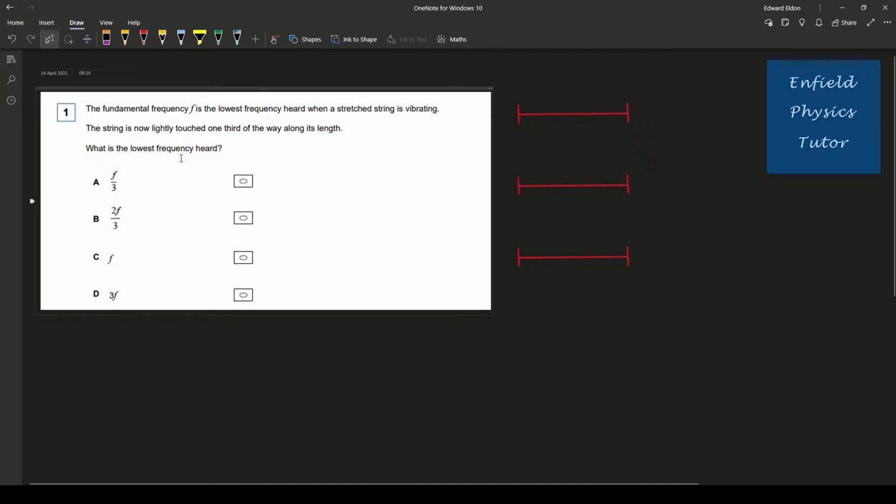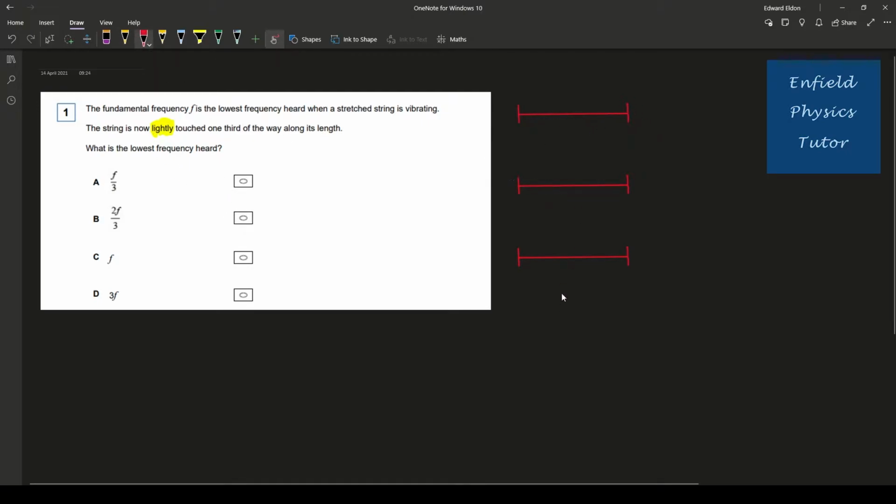The fundamental frequency F is the lowest frequency heard when a stretched string is vibrating. The string is now lightly touched 1/3 of the way along its length. What is the lowest frequency heard? And if I was asked to pick the most important, or one of the most important words in this question, I would say "lightly". We'll talk about that more in a minute.